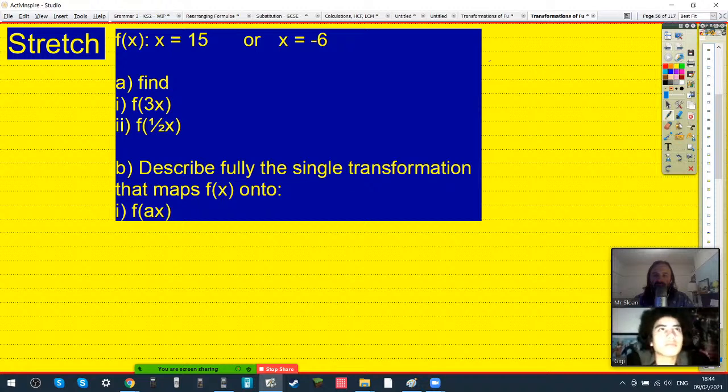Okay, the last one is stretch. Multiplying by a number. Okay, x equals 15 is replaced by 3x equals 15. And so what would be the new solution? X equals 5. Yeah. And the other one? X equals minus 2. And so what did that do to the solutions?